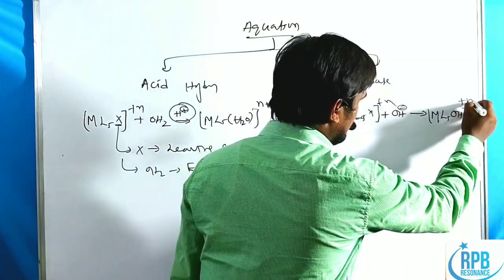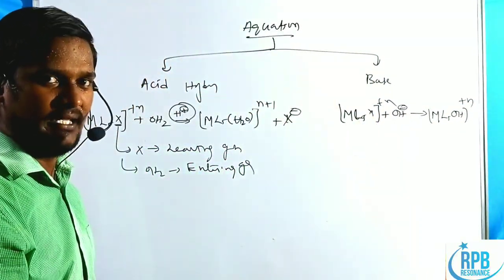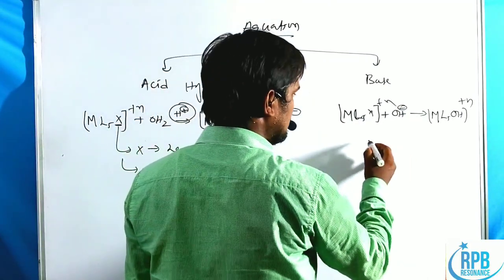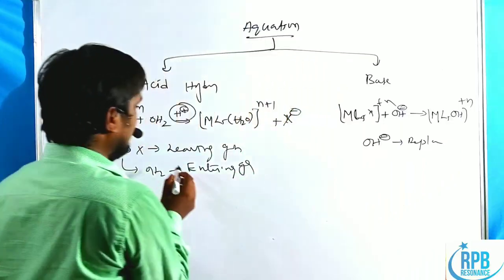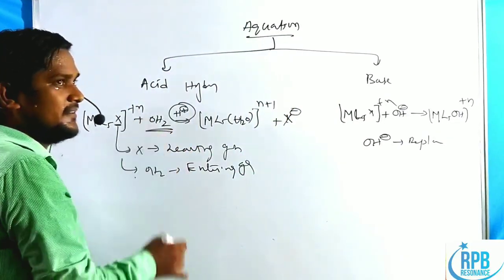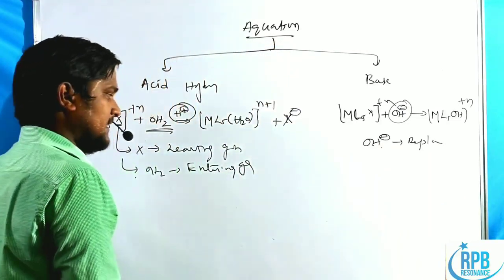Here the charge cannot be changed. Why? Because a negative ligand replaces the negative ligand, that's why there is no change. Here OH minus replaces, not the water ligand. If the water ligand replaces, then it is acidic hydrolysis. If OH minus replaces, then it is a basic hydrolysis reaction.